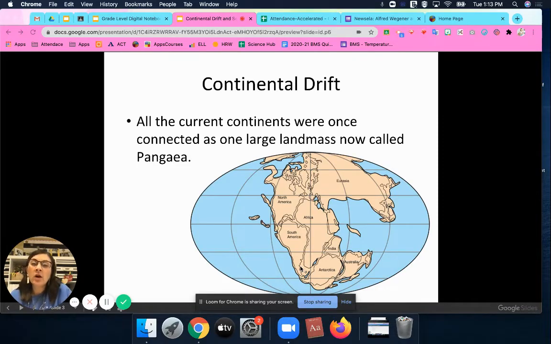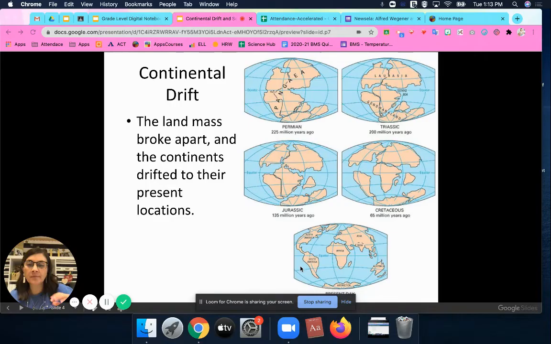Continental drift. All the current continents were once connected as one large landmass now called Pangaea. And I feel like you've heard me say that over and over, so we probably all know what Pangaea is. The landmass broke apart and the continents drifted to their present locations.